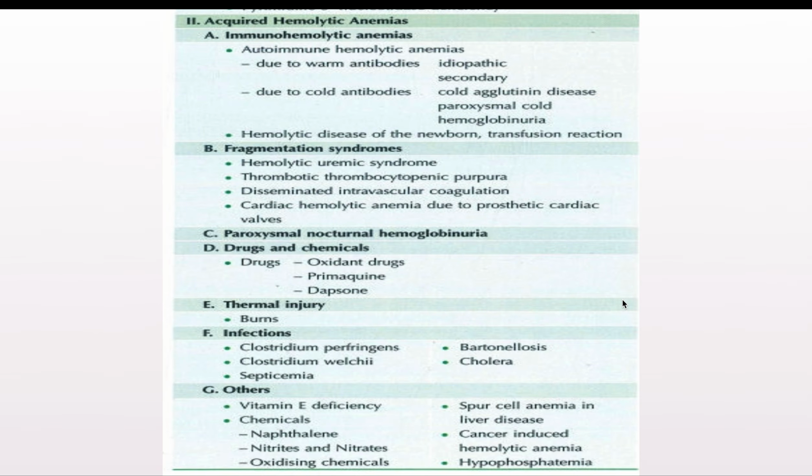Then going to the acquired type. So acquired type can be due to immune mechanism. Okay, then it can be due to fragmentation syndrome, like in the hemolytic uremic syndrome. Then due to certain drugs, in PNH, in certain burns, infections, and others. We are not discussing these in detail because each one is a different topic altogether.